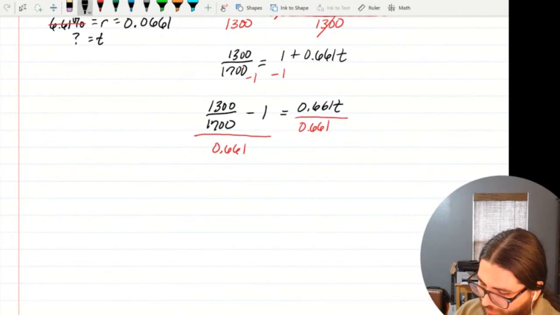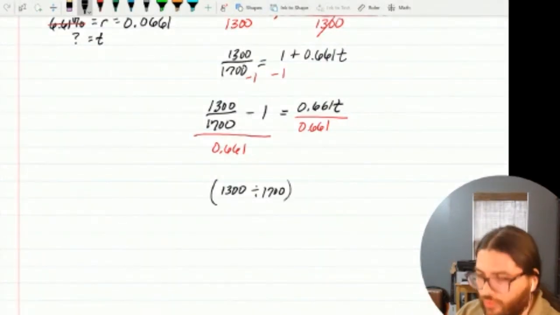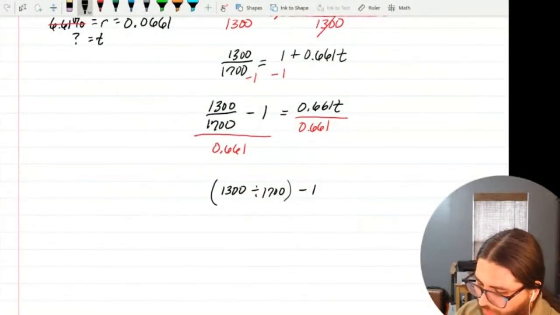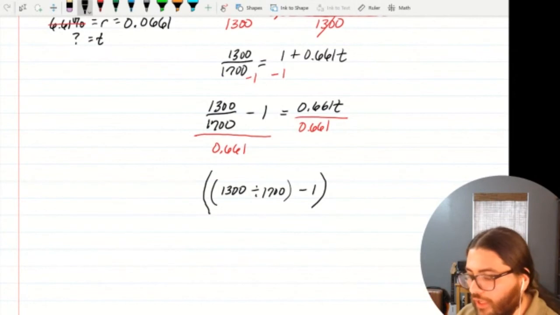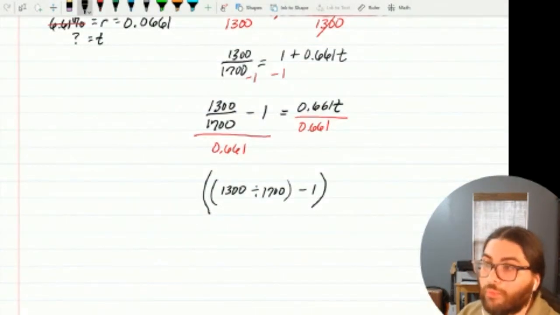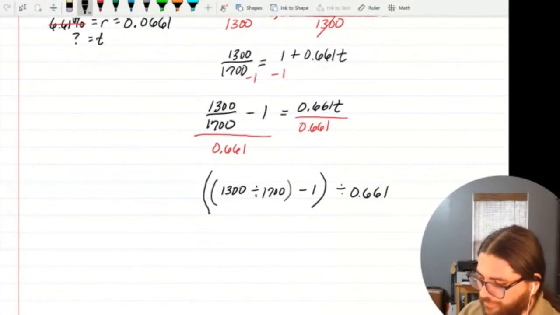If I were to type this into a calculator, I would type 1300 divided by 1700. If you wanted to, you could put parentheses around that, but it wouldn't be required. Minus 1. This set of parentheses is required. And I know a lot of students don't care to memorize which ones are and which ones are not, so they want to put them all in there. More power to you. Put them all in there if you're afraid that you won't get it right. Divided by 0.661.